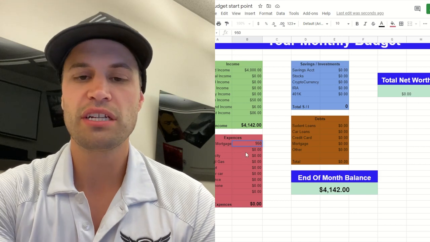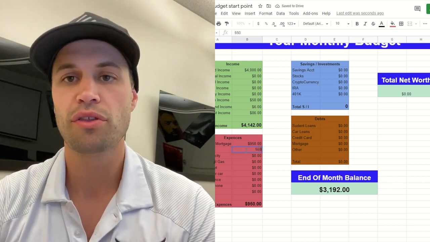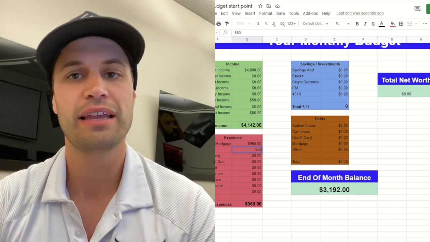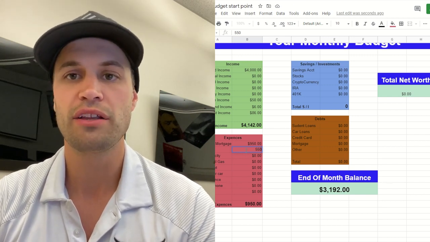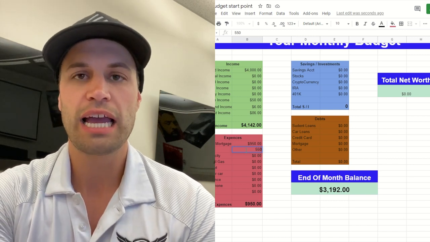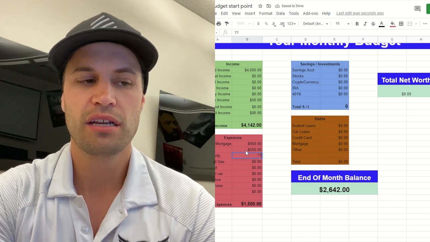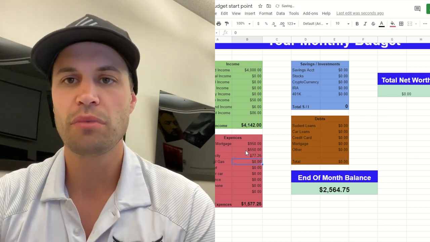Next is food. The average household spends about $550 on food every month. And that's going to differ between your family size and if you're eating out more or eating at home. Electricity, the average American is spending about $77.25 on electricity every month.